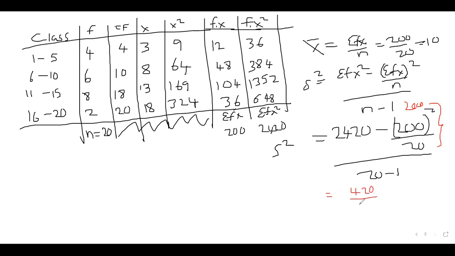420, and divided by 19, this side. So what do we get? Again, 420 divided by 19. 22.11. Yes, so that is called our what? Our variance. So how do we get the standard deviation? We square root the variance, always. So square root of 22.11, what do we get? 4.70. All right.